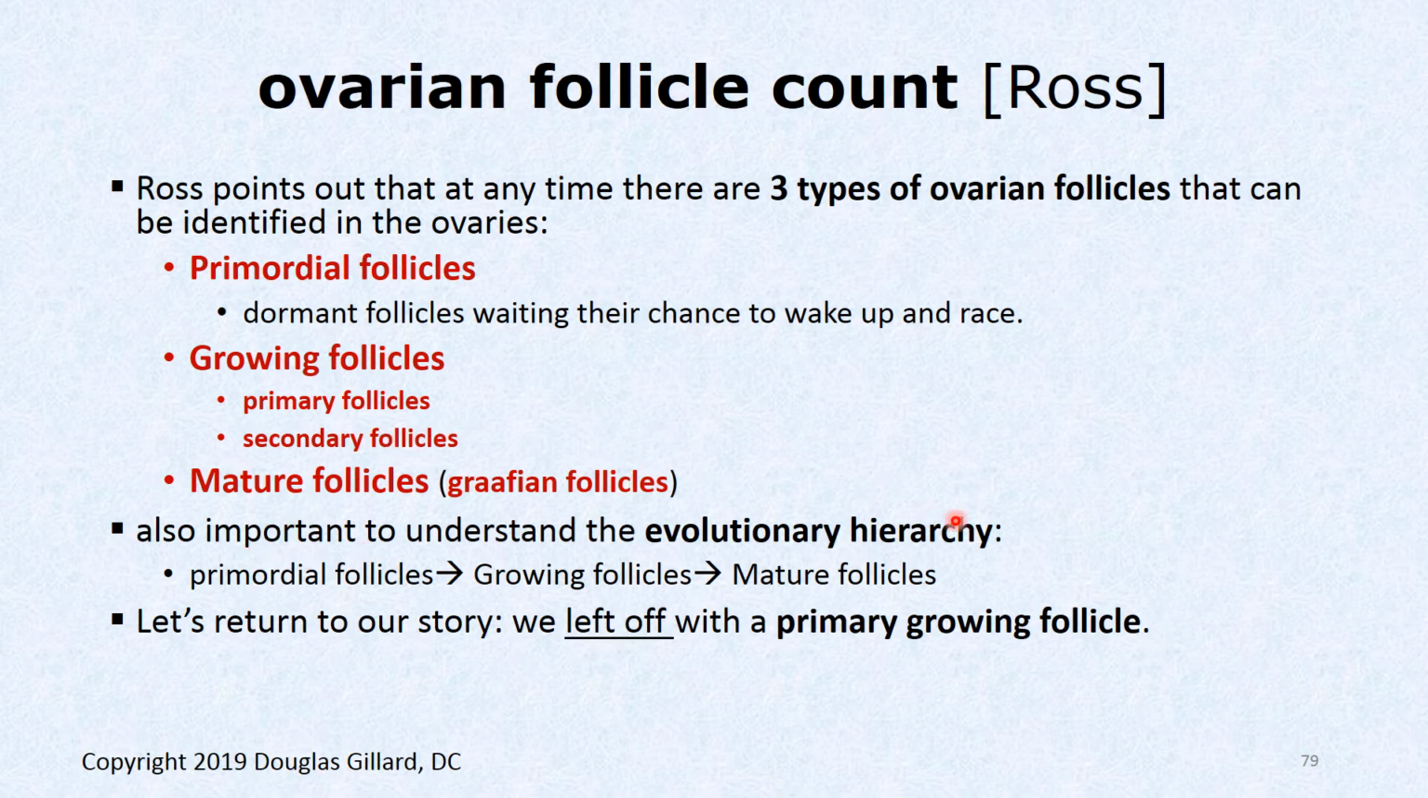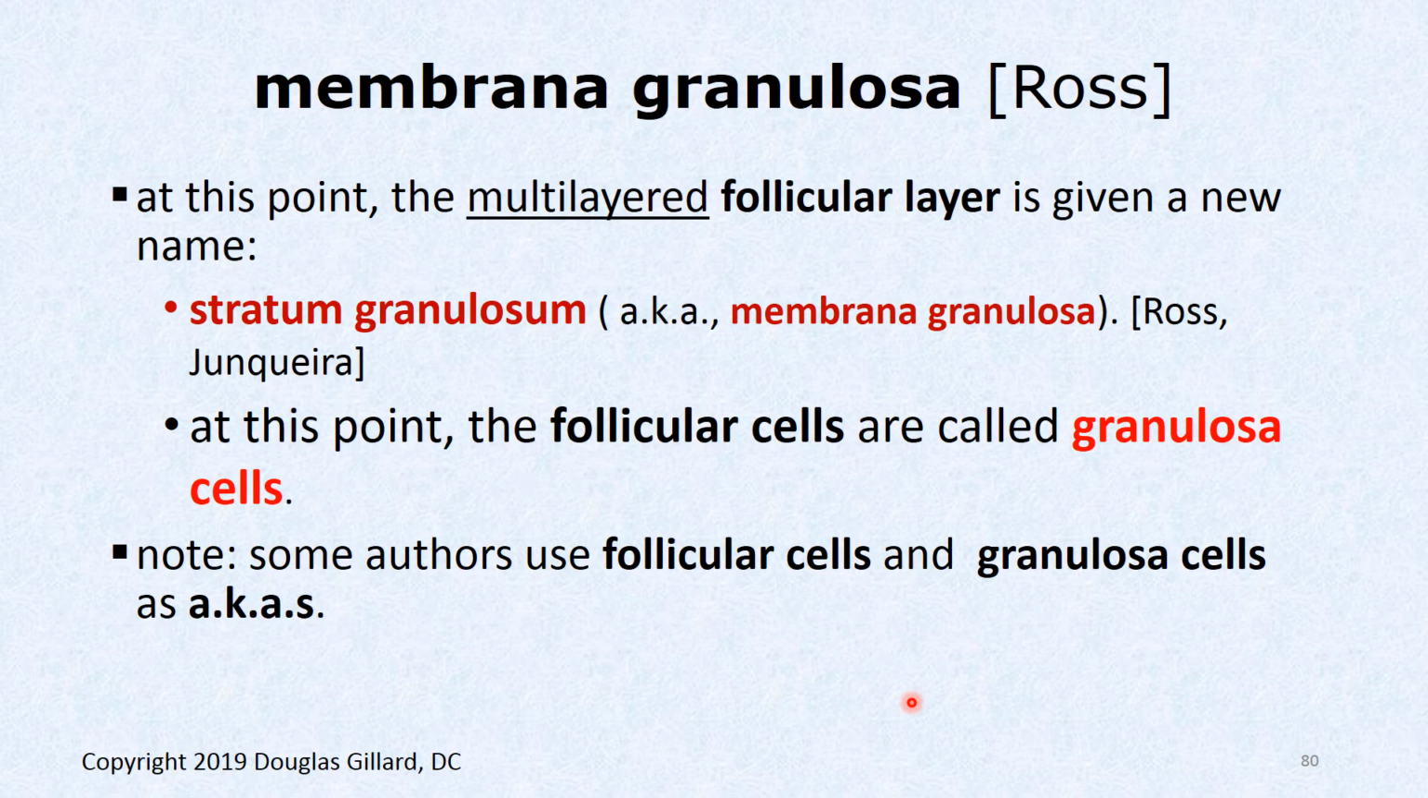And the evolutionary hierarchy of a primordial follicle goes primordial, growing, specifically primary, then secondary, and then to a mature follicle. So that's the way we're flowing here. We left off talking about the primary follicles still.